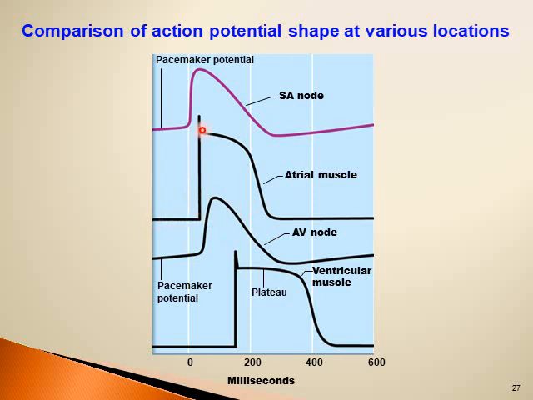Here we can see the action potential of an atrial muscle. It has rapid depolarization, plateau phase, and repolarization. Then we see the pacemaker and the action potential in the AV node, autorhythmic fiber, and finally the action potential in the ventricular muscle, where we see a longer plateau because ventricular systole is long, to eject blood efficiently into the systemic and pulmonary circulations.